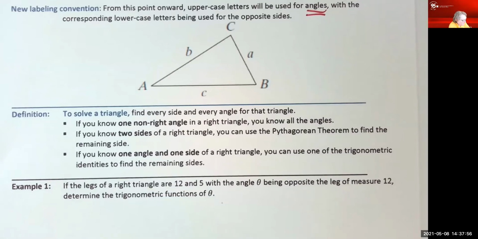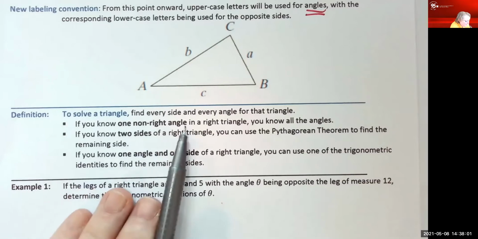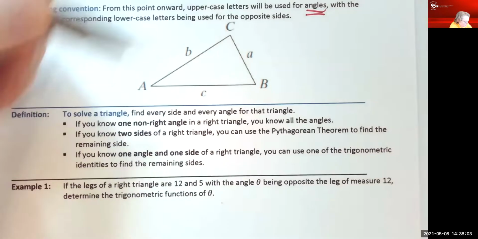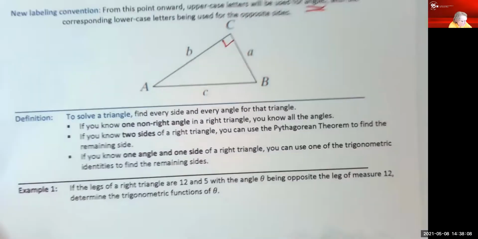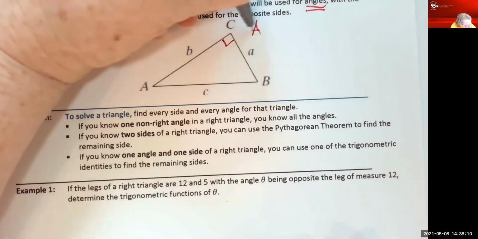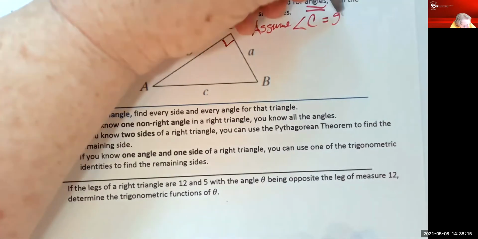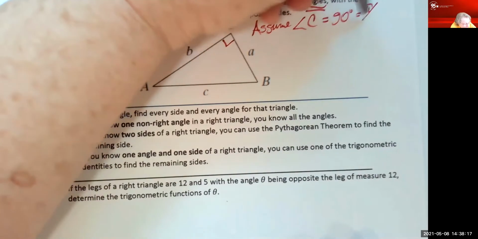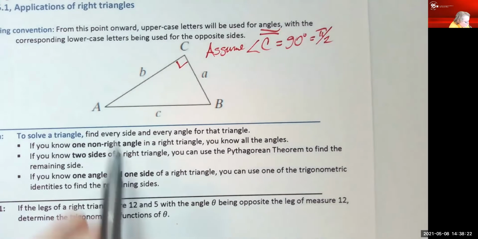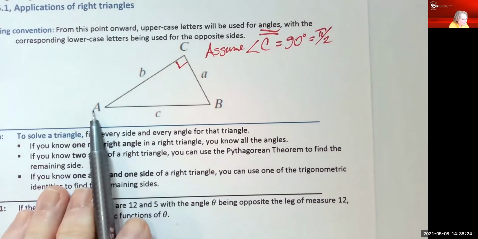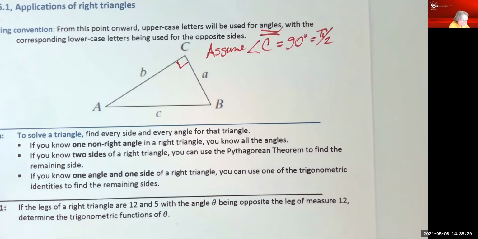So if you know one non-right angle, so let's say C is a right angle, which it isn't actually in that triangle, but let's assume that angle C is 90 degrees, or pi over 2. Then all I need to know is either angle A or angle B in order to know all of the angles of that triangle. Why is that?